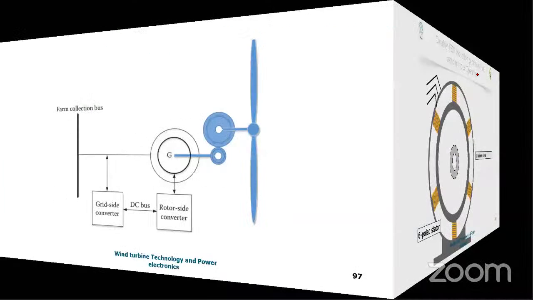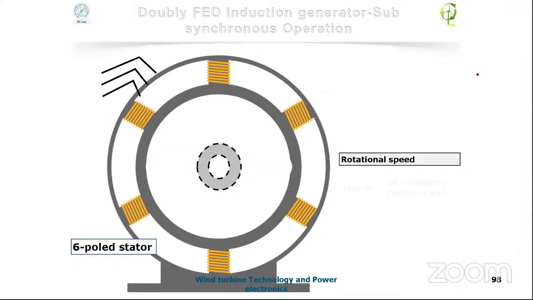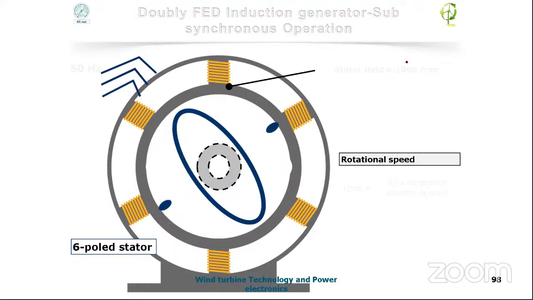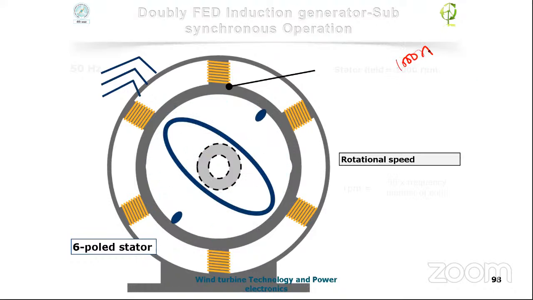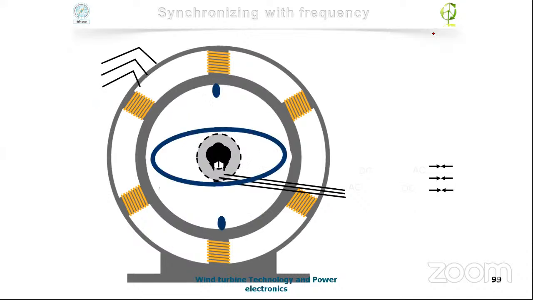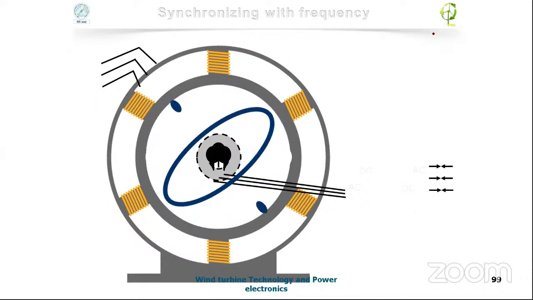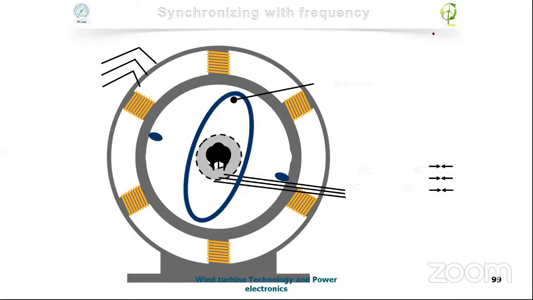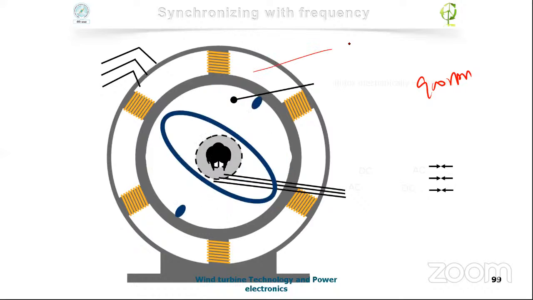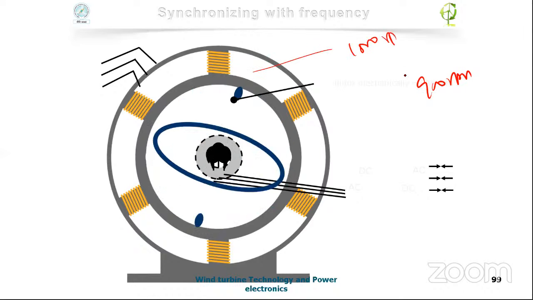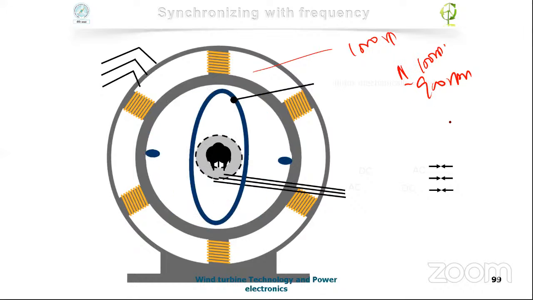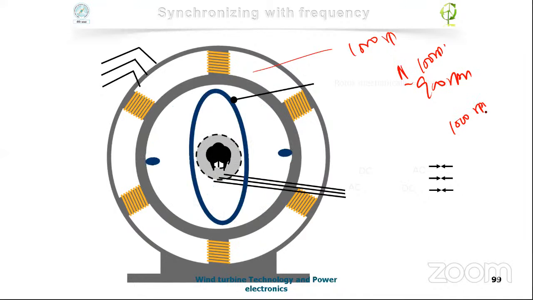So that is a double fed induction generator. I will just explain it to you. See here, this is a double fed induction generator. The stator field always rotates at 1000 RPM. Now the rotor rotates at 900 RPM, but the stator field rotates at 1000 RPM, so the difference is 100 RPM. When it is at synchronous speed, both have to rotate at 1000 RPM.